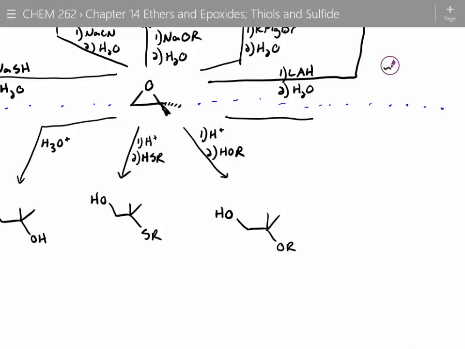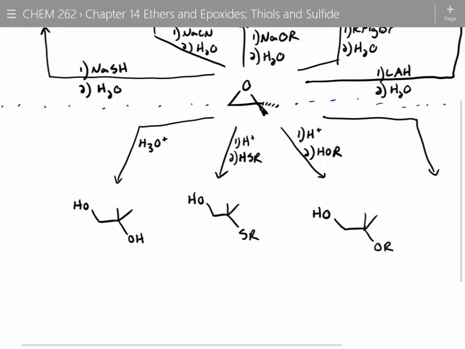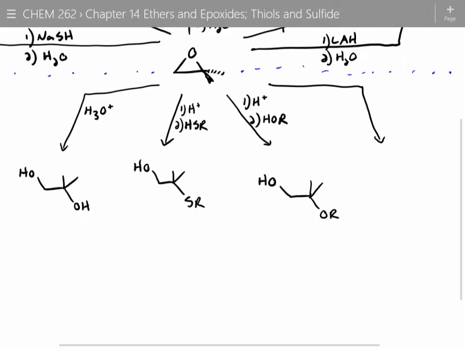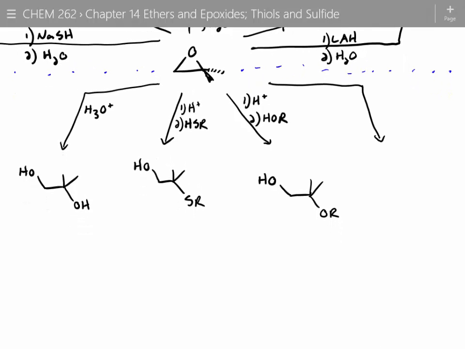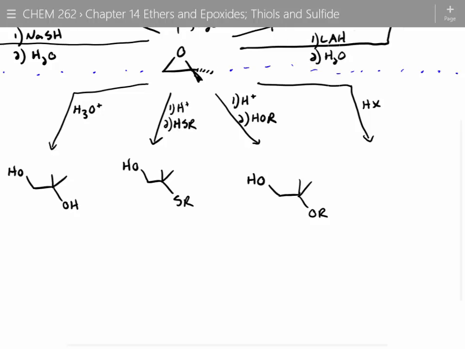Alternatively, we've got one more one. Alternatively, if we add in an inorganic acid, particularly a halo acid like hydrobromic acid or something like that, we can install a halogen onto that more substituted position.